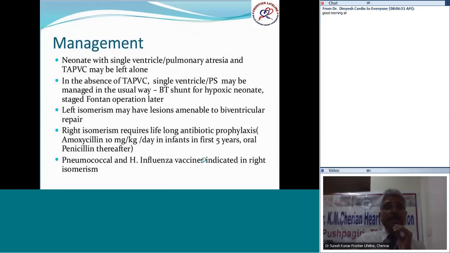And in right isomerism, the asplenia confers a lifelong risk of infection with capsulated bacteria. So you need to give antibiotic prophylaxis on a daily basis. This could be amoxicillin, 10 mg per kg per day in infants and children below the first 5 years. And this could be substituted with oral penicillin later. Pneumococcal and Haemophilus influenzae vaccines are indicated in right isomerism infants.